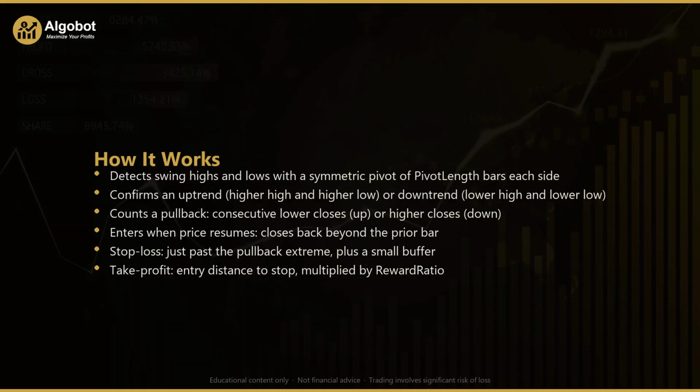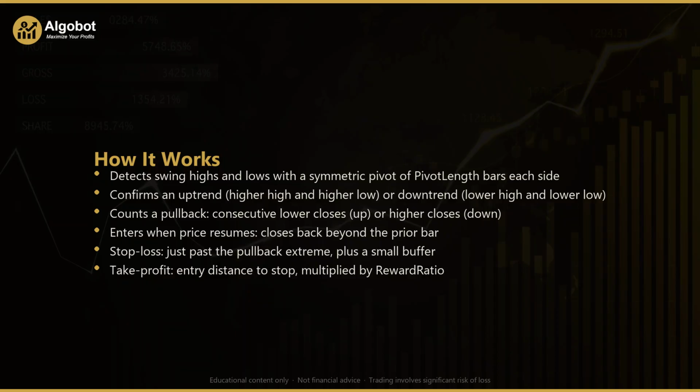Inside a confirmed uptrend, the strategy then counts the pullback. It looks backward from the prior bar and counts how many bars in a row closed lower than the bar before them. If that run of falling closes meets or exceeds the PullbackBars setting, a qualifying pullback exists. The signal to enter appears the moment the current bar closes back above the high of the prior bar, which the strategy reads as the trend resuming.